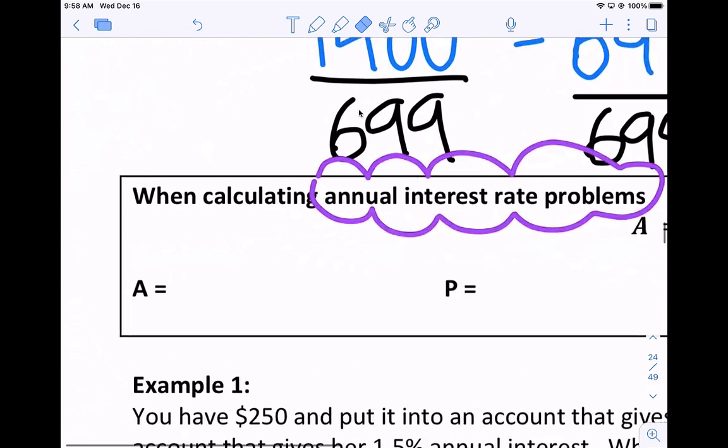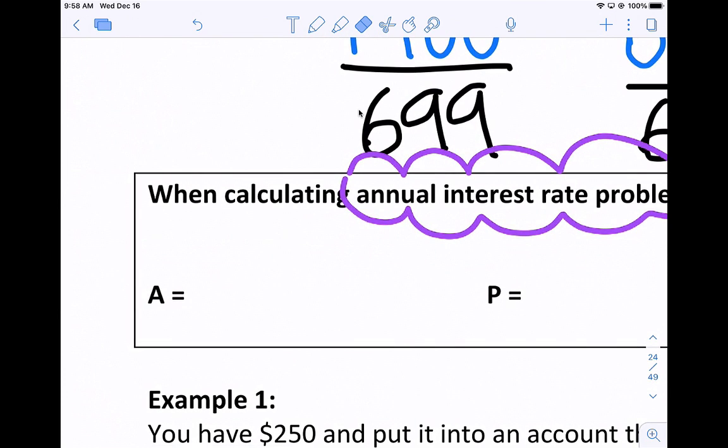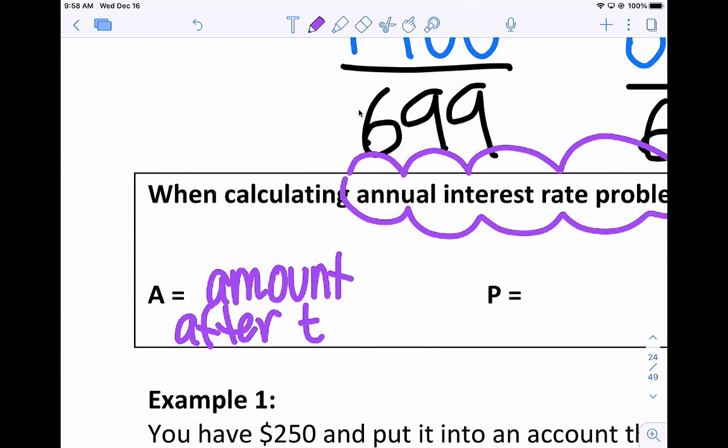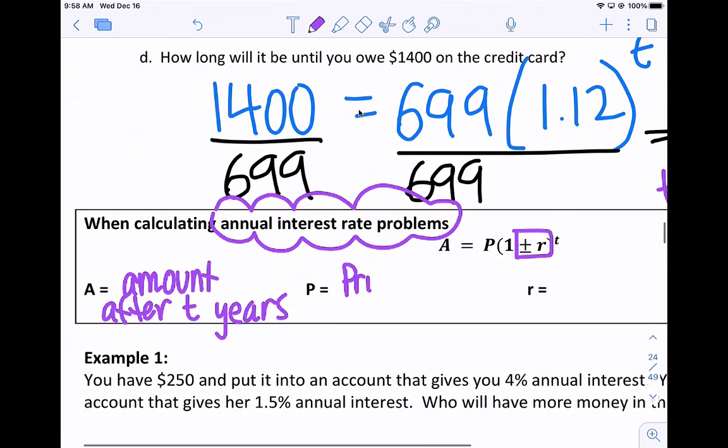So let's write what each of these stands for. A is your amount after t years. P is called your principal or your starting value.